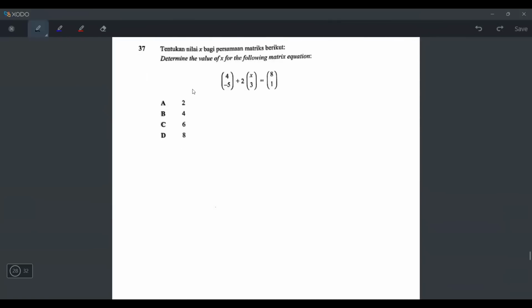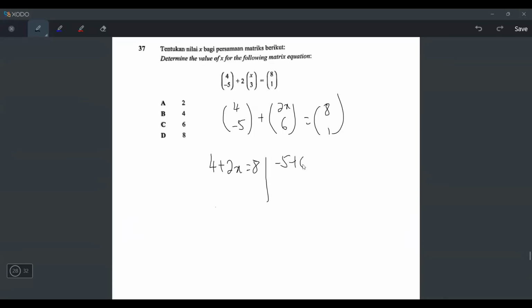All right, 37. Also matrix. Determine the value of X. Well, this is quite easy, because if it's plus or minus, you don't have to worry about the order. So 2 times X is 2X. 2 times 3 is 6. When you multiply all the numbers inside the bracket, it equals 81. Then top times top equals top, bottom times bottom equals bottom. So top: 4 plus 2x equals 8. Bottom: -5 plus 6 equals 1.